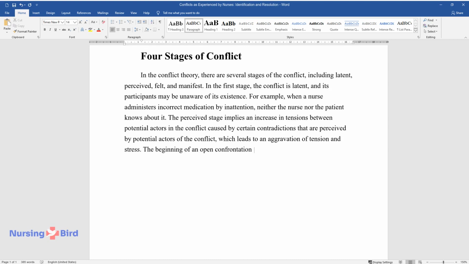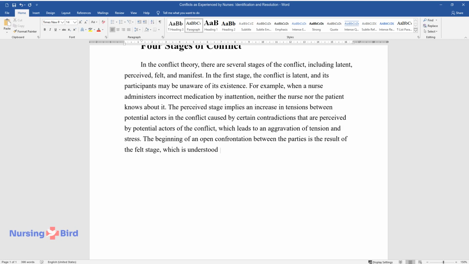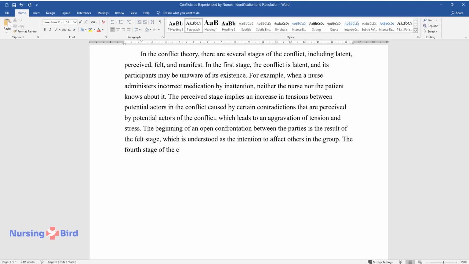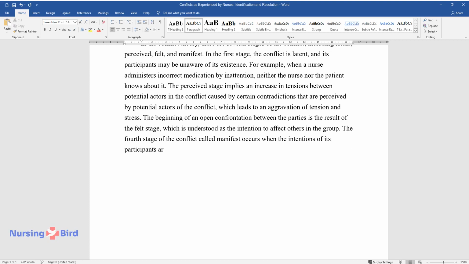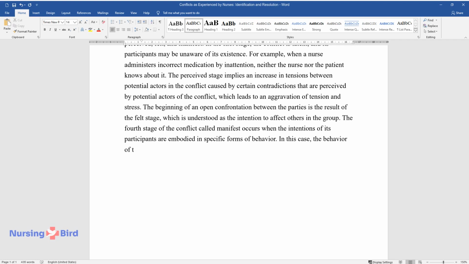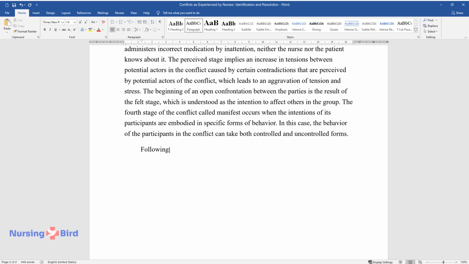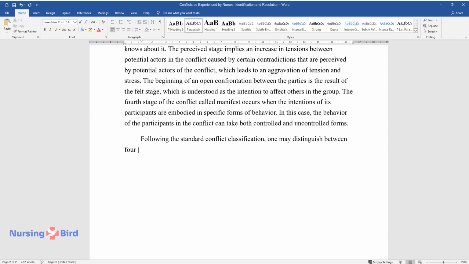The beginning of an open confrontation between the parties is the result of the felt stage, which is understood as the intention to affect others in the group. The fourth stage of the conflict, called manifest, occurs when the intentions of its participants are embodied in specific forms of behavior. In this case, the behavior of the participants in the conflict can take both controlled and uncontrolled forms. Following the standard conflict classification, one may distinguish between four stages, as was discussed above.